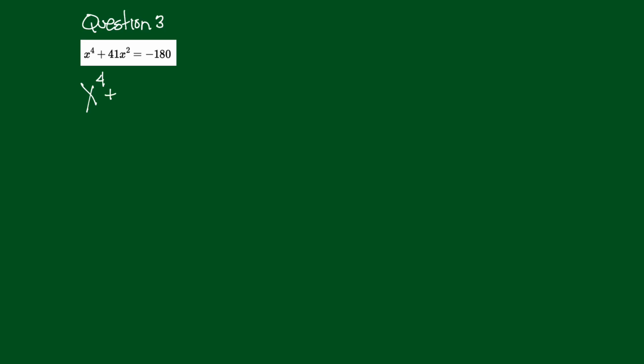X to the 4th plus 41x squared plus 180. This is equal to 0. Now I'm going to factor this. Now that 180 is going to be a little bit tricky, but only because it's such a big number and there's so many ways to break it down. Let's try this. 180 is 180 times 1. Now that's not going to work, you know it, because out of 180 and 1, if I add or subtract, I can't get a 41. So let's keep factoring this.